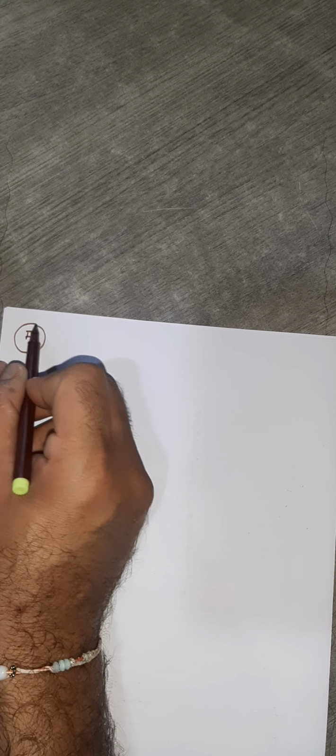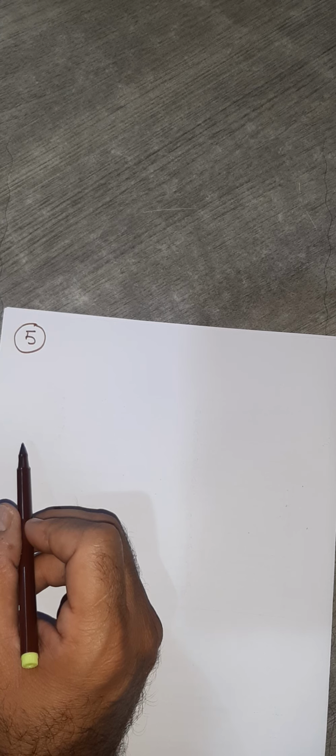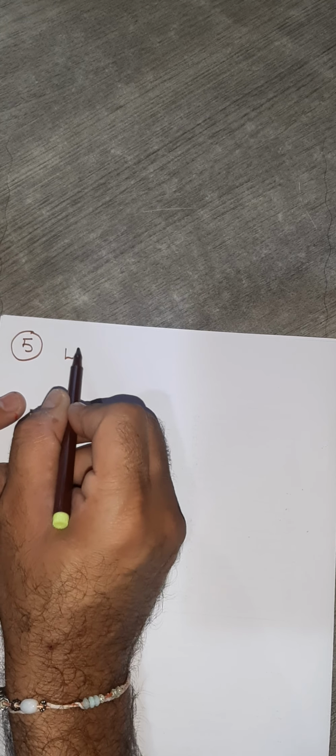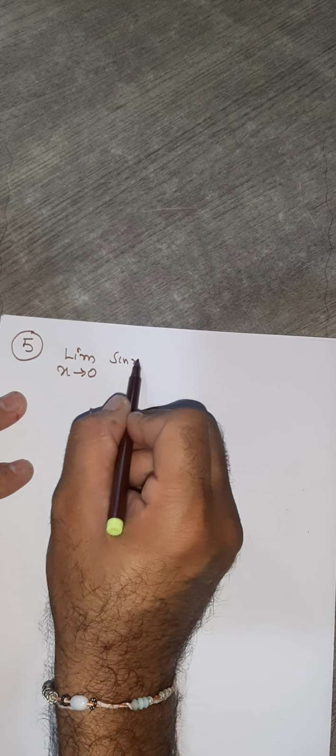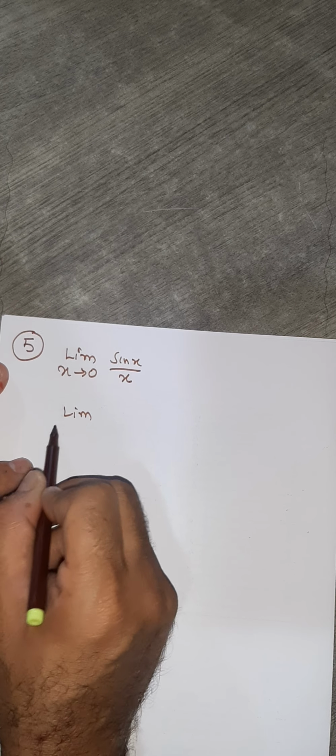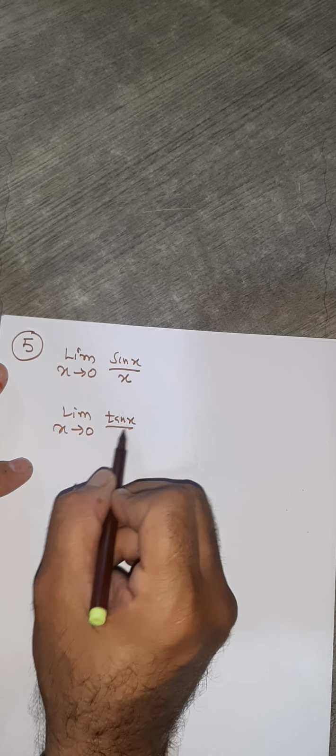Now one more result, the fifth one. Let's write. That's actually about trigonometric functions now. So that is limit x tends to 0 of sin x upon x, and one more: limit x tends to 0 of tan x upon x.